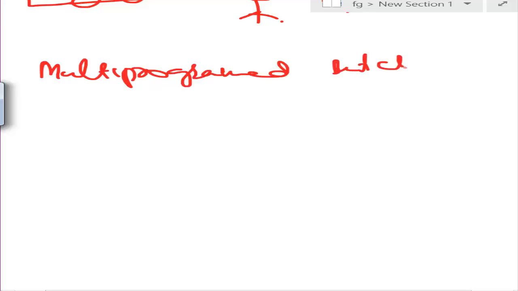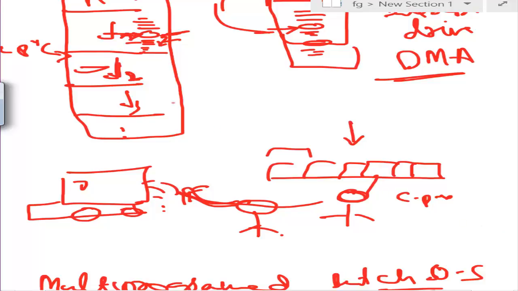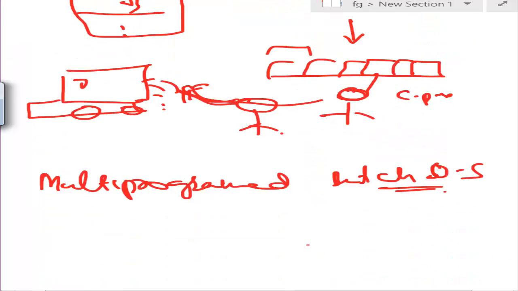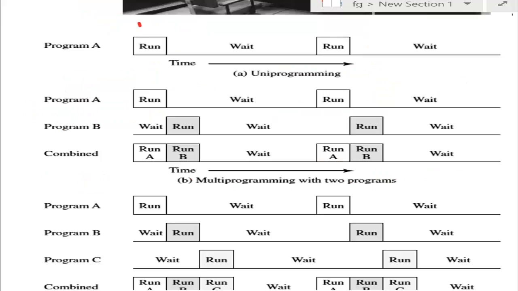batch operating system. So it is still a batch, but it is now multi-programmed. We got different jobs going on together. If one job gets the I/O, the CPU can execute the next job.